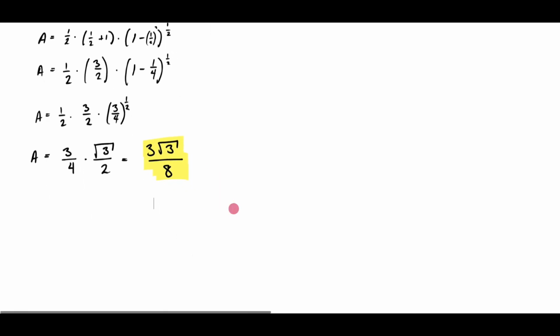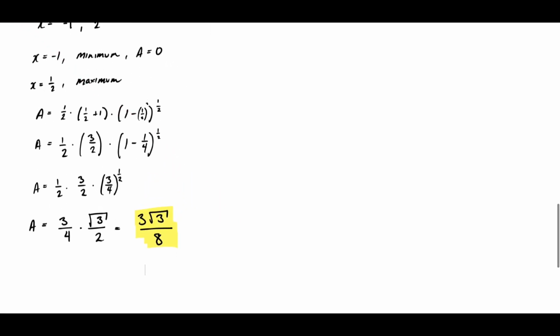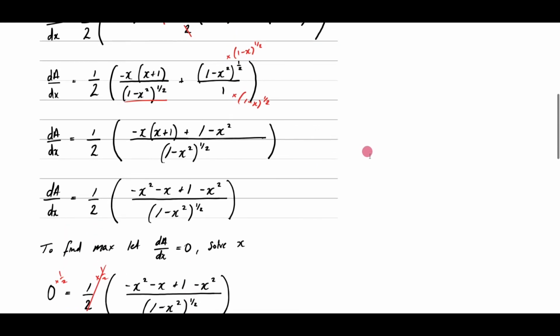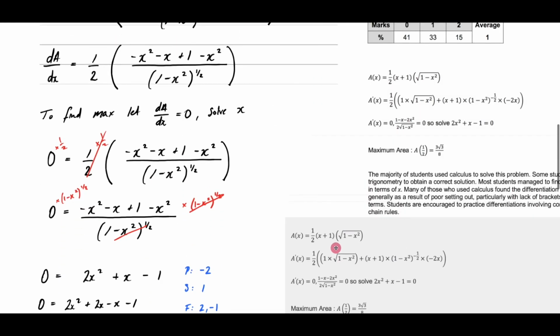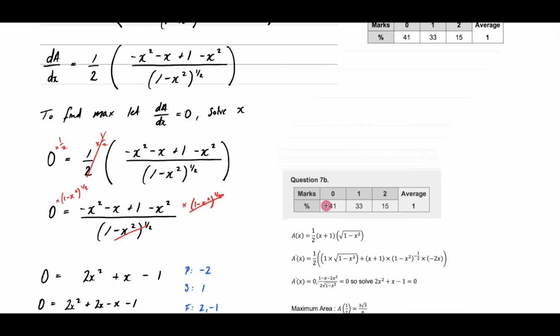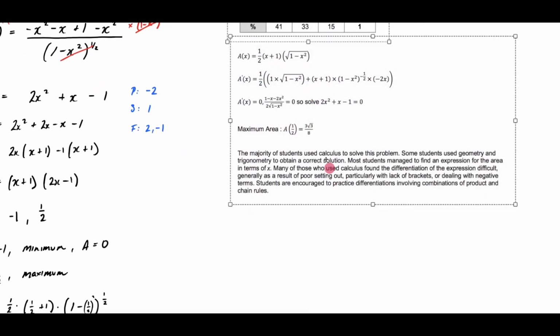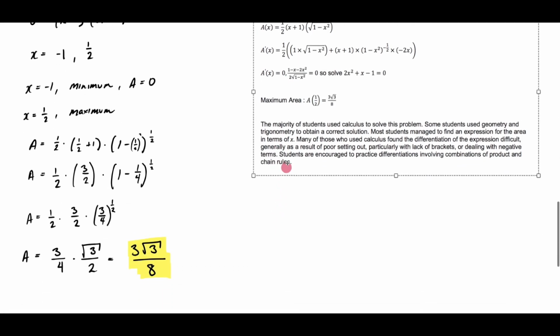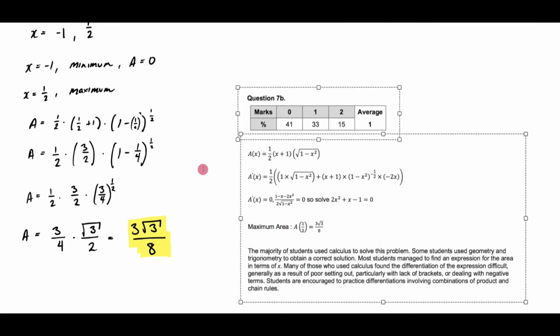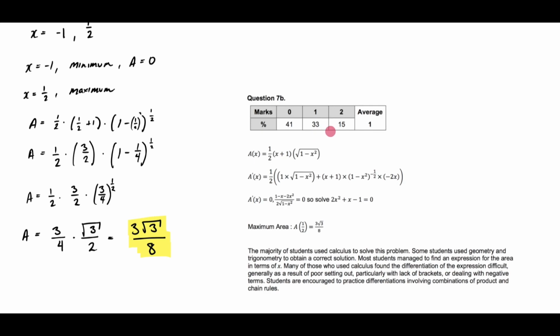Perfect. Let's come now and look at the examiner's report and see how they answered it. Now, I think it's all the way up here. Here we go. Let's bring this all the way down so we can have a look at it with our answer. All right. So, as you can see, this question wasn't that well done. Only 15% of the state was able to get to the answer. As you can see, what they did is the same thing as us. They found that, they ended up with this right here, and then from there, they found the maximum area.